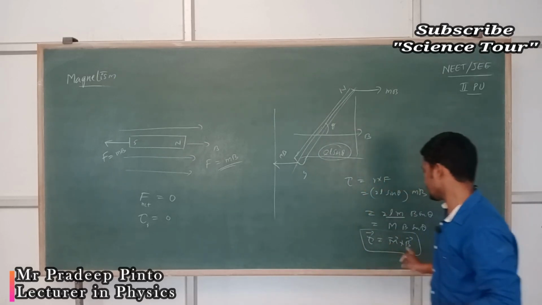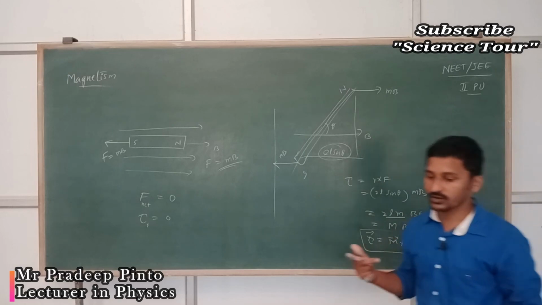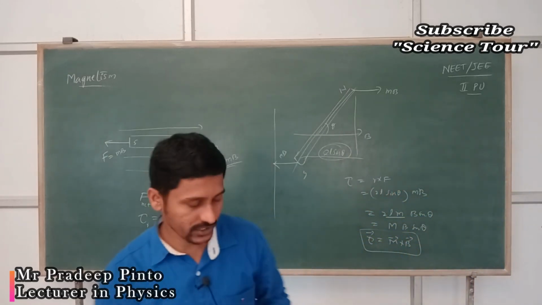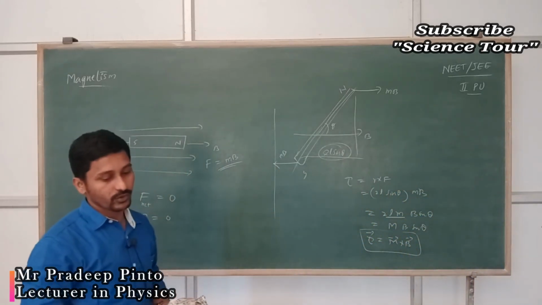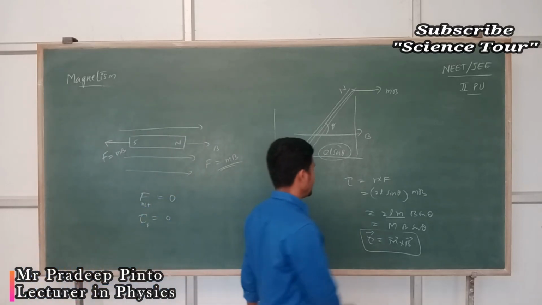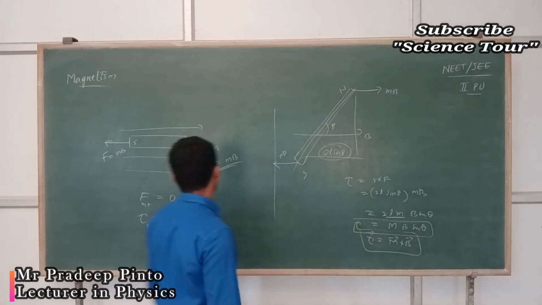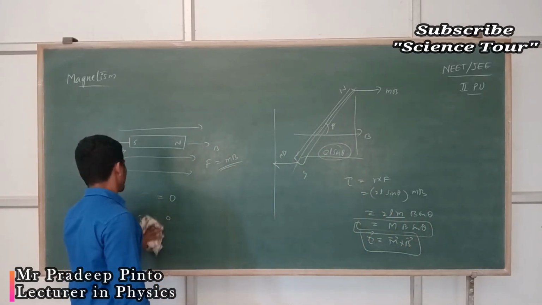This cross product is there, meaning m, b and tau are perpendicular to each other. So we are going to get the torque in such a way. We are only interested in knowing the expression of torque.